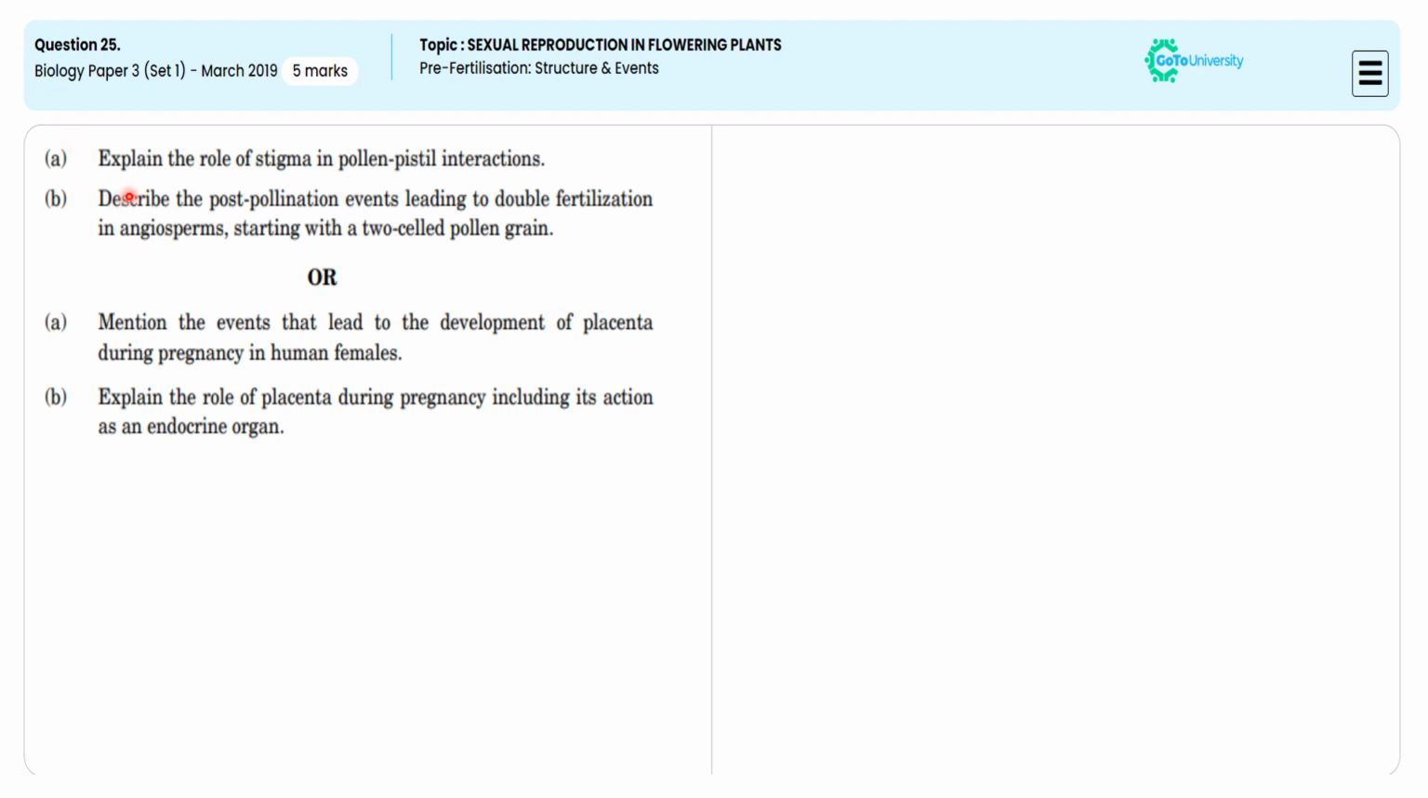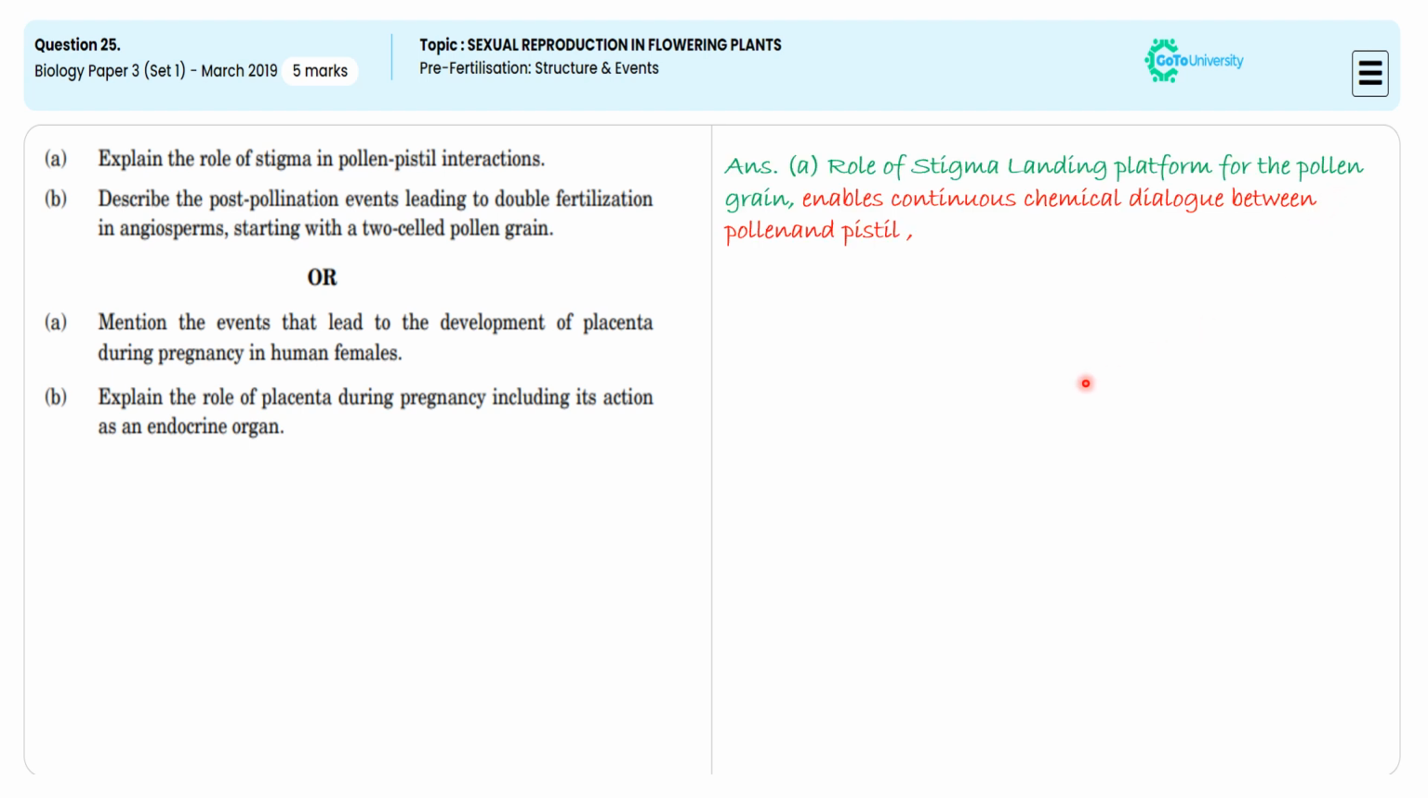In this 5-mark subjective question, they are directing us to specify the role of the stigma in the pollen-pistil interaction. For this, we specify that the role of the stigma is to provide the landing platform for the pollen grain, enabling the continuous chemical dialogue between the pollen and pistil. For this specification, we are getting 1 mark. And for mentioning the rejection of the incompatible pollen grain by the stigma, we are getting another 1 mark.